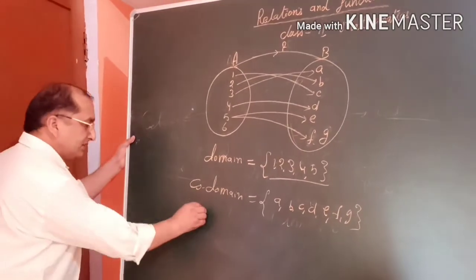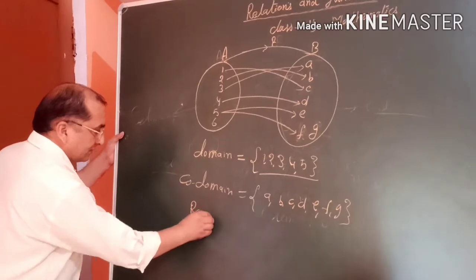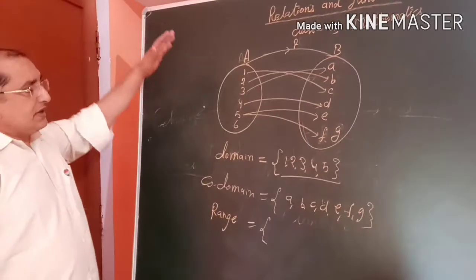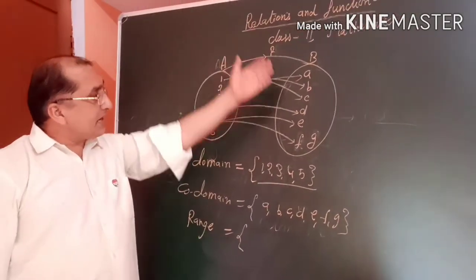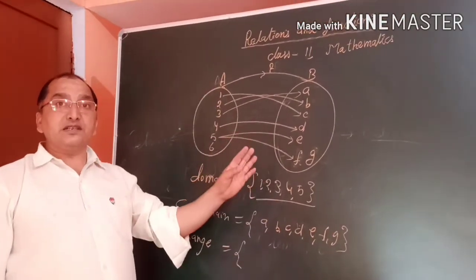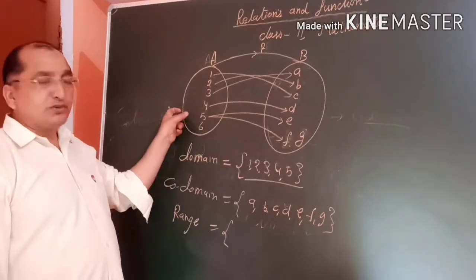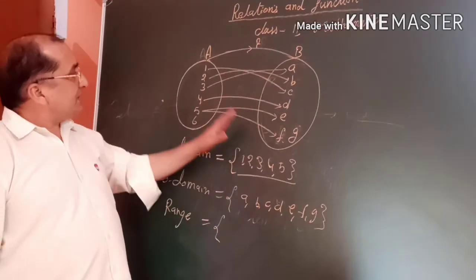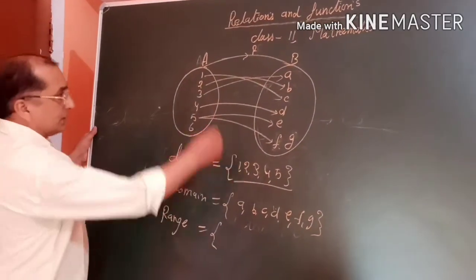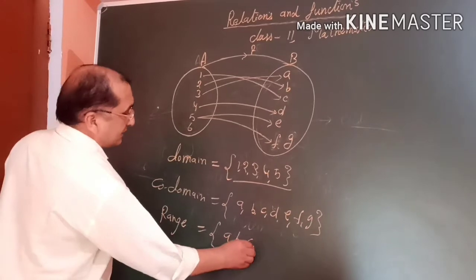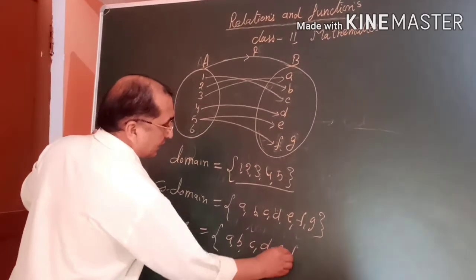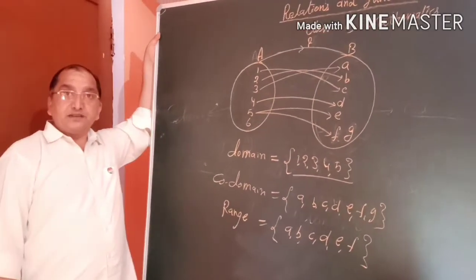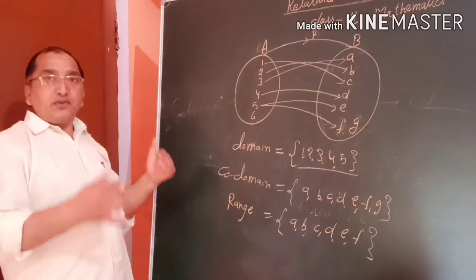But range, what is range? Now see, what do you mean by range? Range means those elements in the set B which are the image of at least one element. Now see, all elements except G are the images of these elements. So only A, B, C, D, E, F are the range of this set, and this is known as relation.